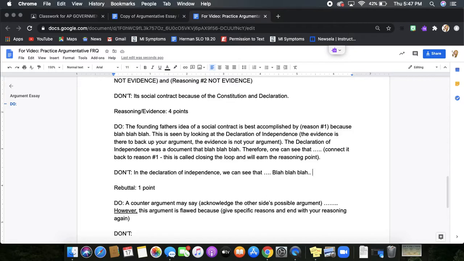Don't start these paragraphs with the evidence titles. Don't do it. I don't know how many times I can say that. It always happens, but don't do it.